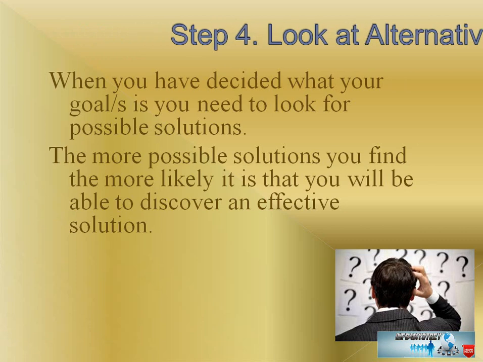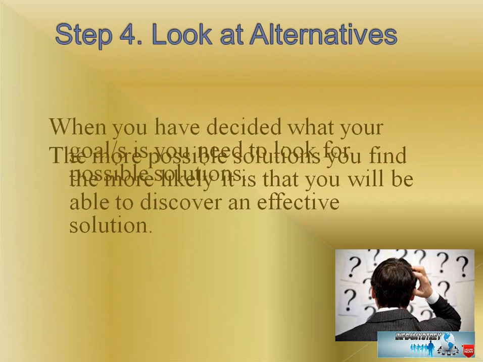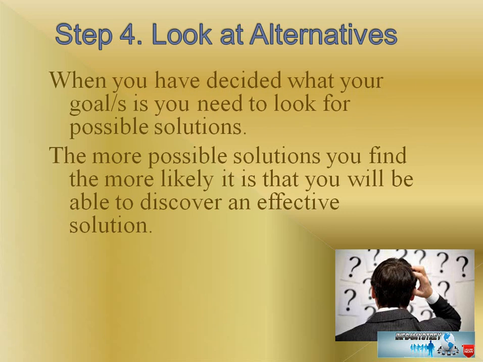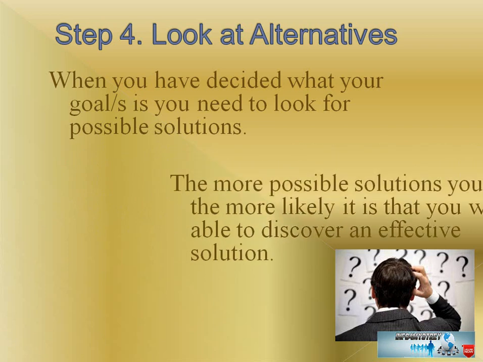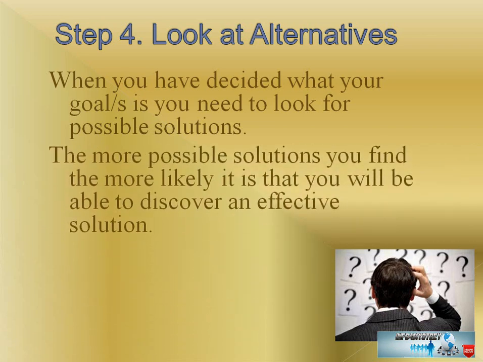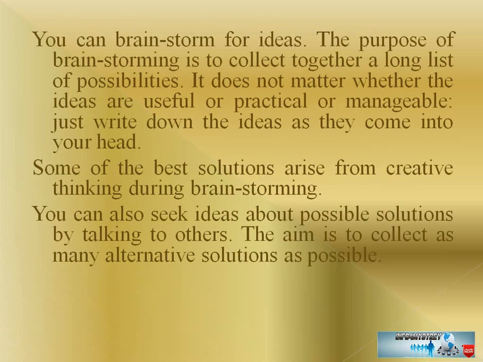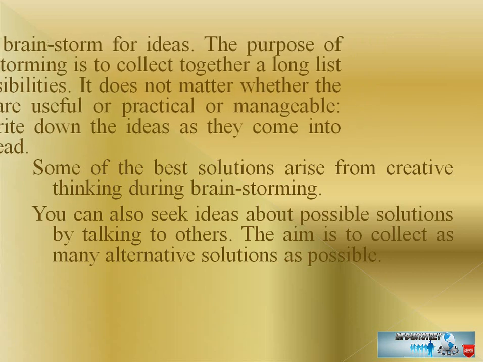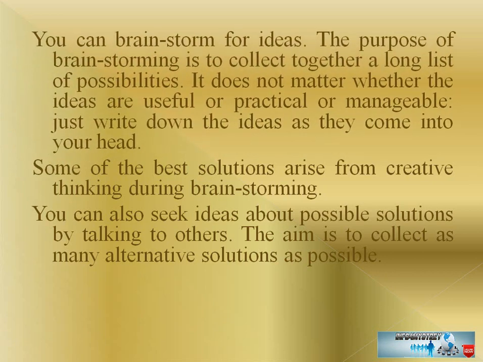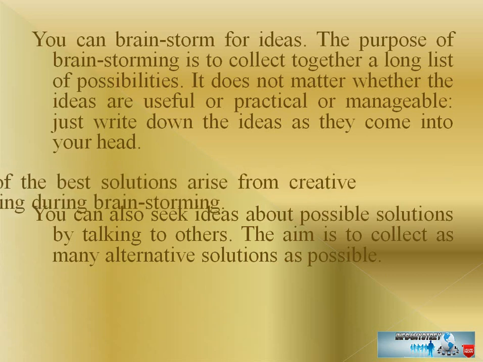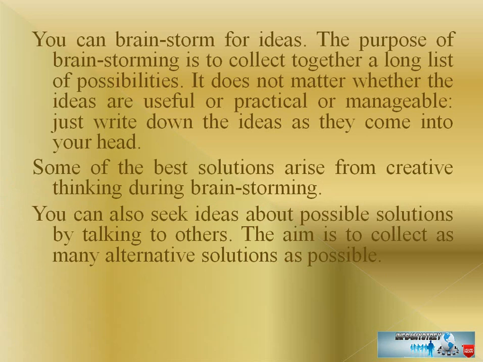Step 4. Look at alternatives. When you have decided what your goal or goals are, you need to look for possible solutions. The more possible solutions you find, the more likely it is that you will be able to discover an effective solution. You can brainstorm for ideas. The purpose of brainstorming is to collect together a long list of possibilities. It does not matter whether the ideas are useful or practical or manageable, just write down the ideas as they come into your head. Some of the best solutions arise from creative thinking during brainstorming. You can also seek ideas about possible solutions by talking to others. The aim is to collect as many alternative solutions as possible.